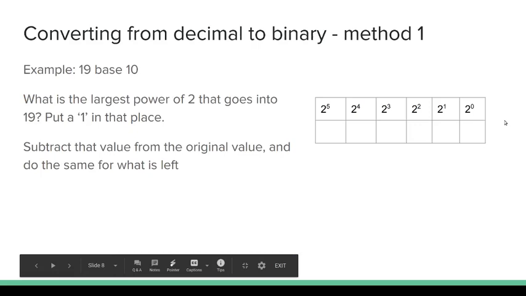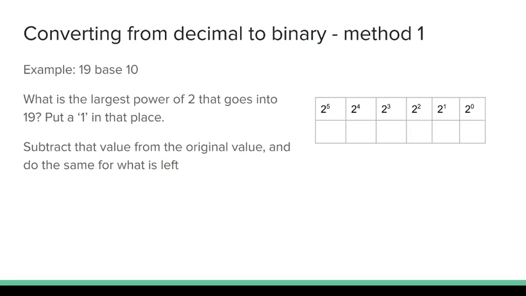Now, we also may want to convert from a decimal number to a binary number. So we've got a number represented in decimal, and we want to represent that as a binary number. So we have to do the opposite in this case. And there are 2 ways to do this, particularly when we're dealing with binary numbers. So this first way I'm calling method 1. And the way that we do this is we ask ourselves the question, what is the largest power of 2 that goes into this number that I'm converting, and I put a 1 in that place.